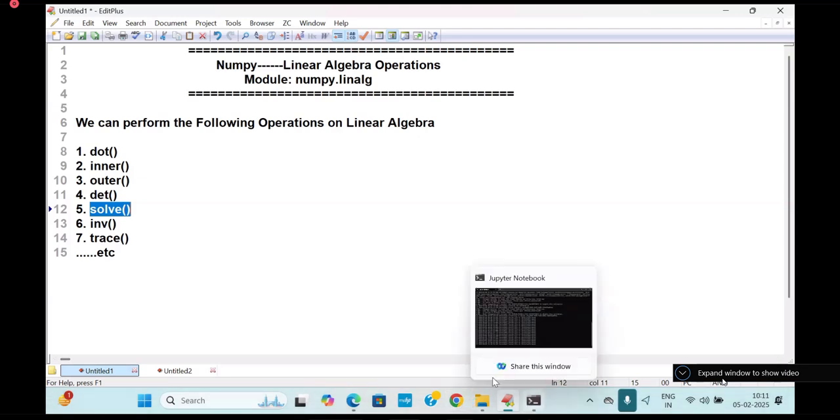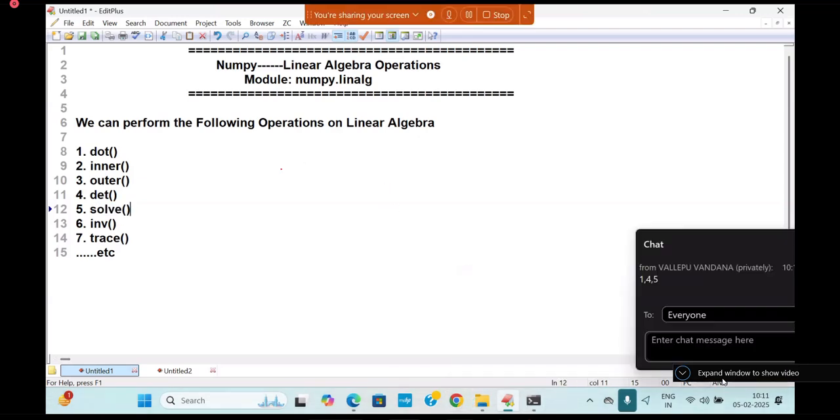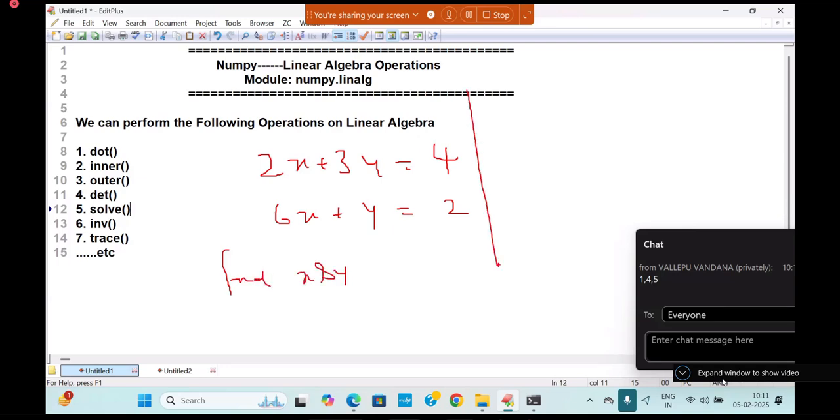Take one mathematics problem here: 2x plus 3y is equal to 4. Now I'm going to take 6x plus y is equal to 2. Find what values? x and y. How do you do it mathematically, students?